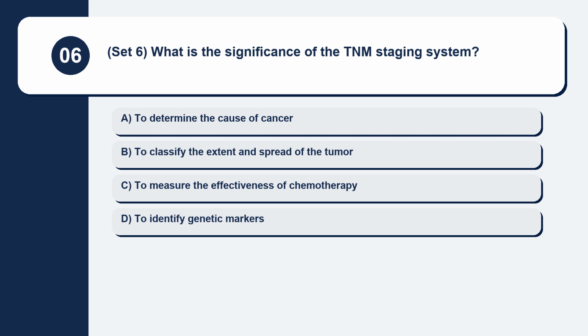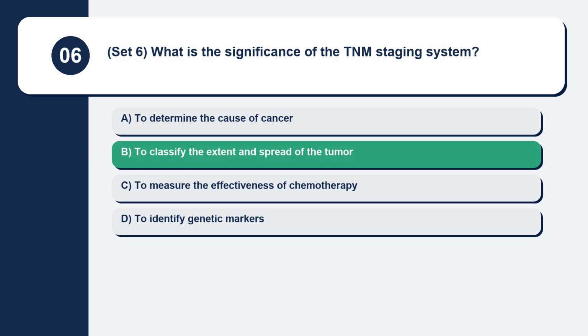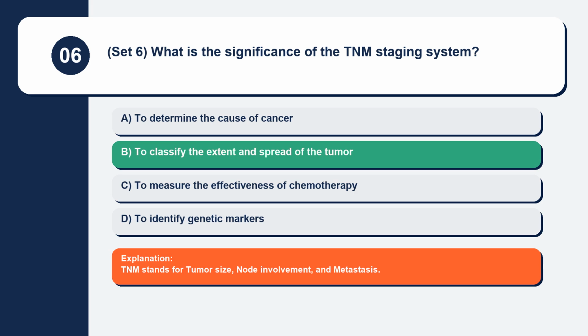Question 6. Set 6. What is the significance of the TNM staging system? To determine the cause of cancer, to classify the extent and spread of the tumor, to measure the effectiveness of chemotherapy, to identify genetic markers. TNM stands for tumor size, node involvement, and metastasis.